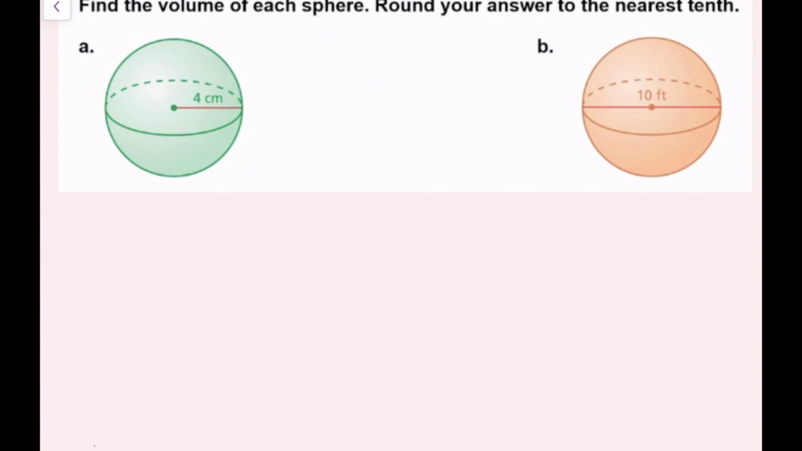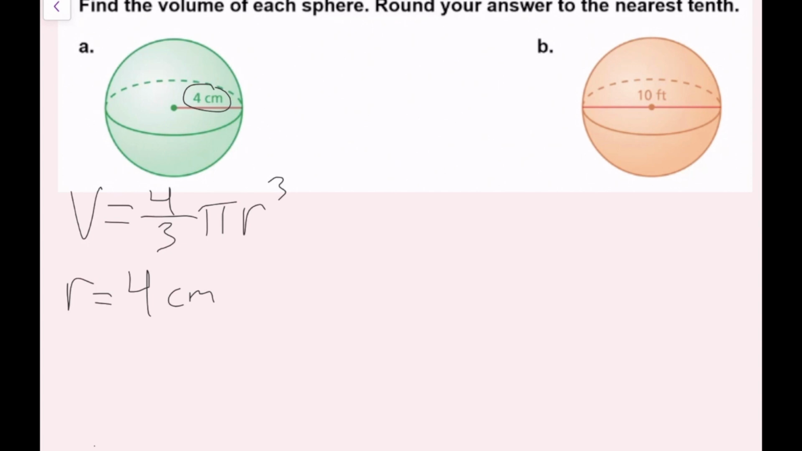So we always want to start by listing our variables and writing the equation that we need. So in this case, we need the equation that we just looked at. V equals 4/3 pi r cubed. We're basically finding V, and I'm given r. So r is equal to 4 centimeters. It's given right here. And we don't know V, which is fine.